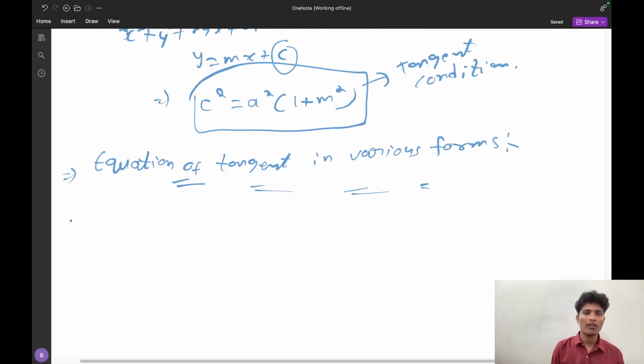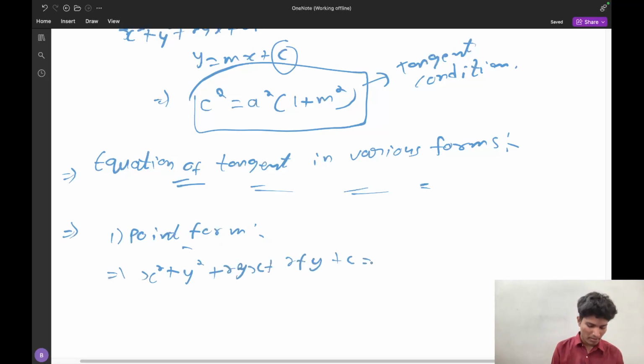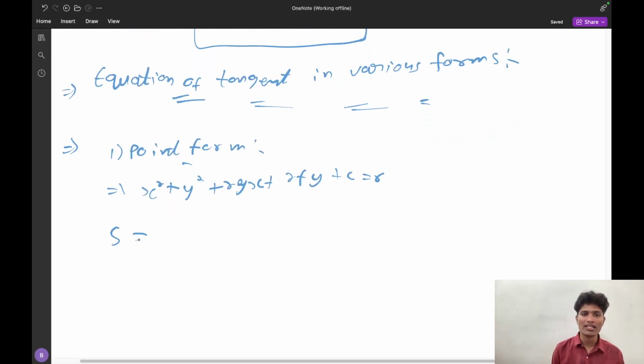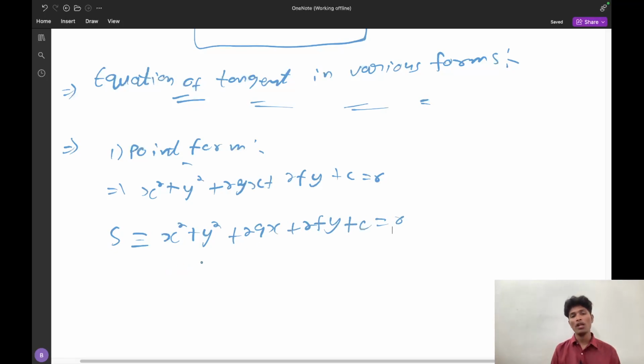What you will get? You will get the equation of tangent in various forms. The first one is point form. Suppose x square plus y square plus 2gx plus 2fy plus c is equal to 0 is a circle equation. This is the notation. And what is the point form?